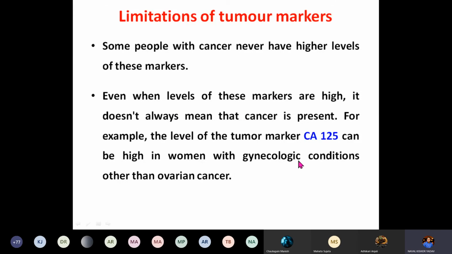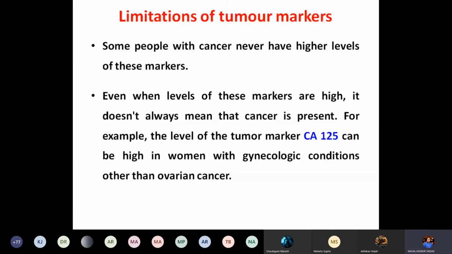One example you can see here: CA125 can be higher in women with gynecological conditions. What you have studied, it is increased in the case of ovarian cancer, but it is also increased in some other gynecological conditions other than ovarian cancer. So this is the limitation. It is not only increased in the case of ovarian cancers. It is also increased in some other gynecological conditions which are not ovarian cancer.